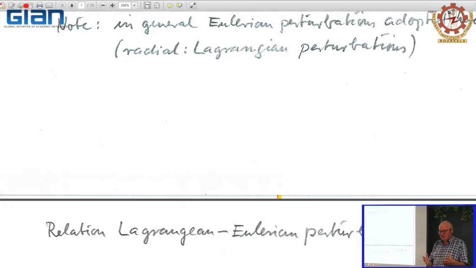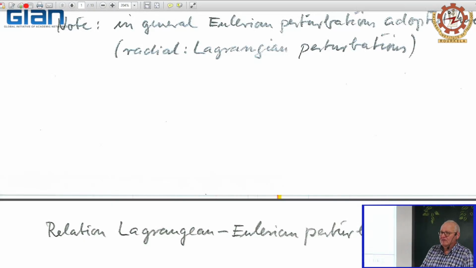What does Eulerian perturbation mean? In the case of an Eulerian perturbation, we consider the difference of the perturbed system and the original system at a fixed position in space and fixed time. So the independent variables in the Eulerian picture are the position vector and time t, and we consider a perturbed system and the original system.